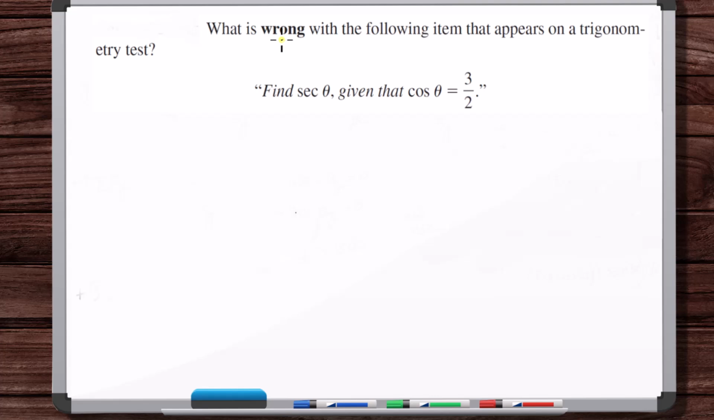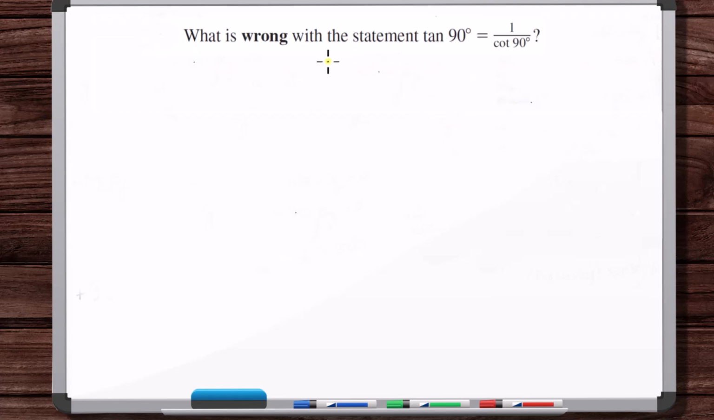Okay, what is wrong with the following item that appears in a trigonometry test? If you were asked, find secant theta, given that cosine of theta is equal to 3/2. Well, secant and cosine are reciprocals, so that means that secant theta is 2/3, right? No, this makes no sense. Cosine can't be greater than 1. 3/2 is greater than 1.